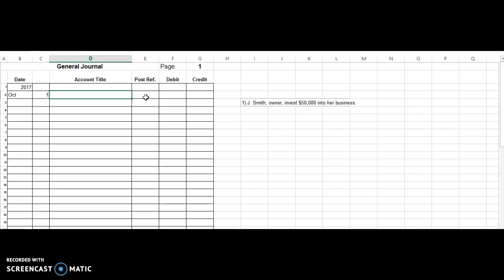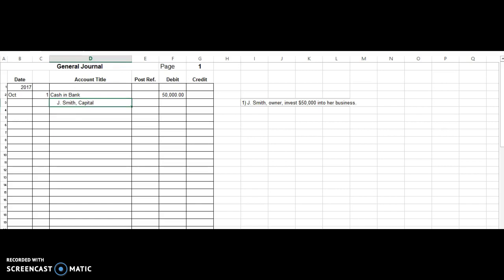You put your debit account first, and then you put your credit account. So the account title is going to be cash and bank. Post reference, don't put anything there. And we debited cash and bank for $50,000. Okay, and then right underneath here, we credited the capital. Now I'm going to actually increase the indent because the credit account has to be indented. So indent it and then you list the capital.